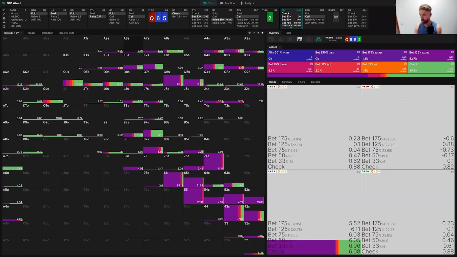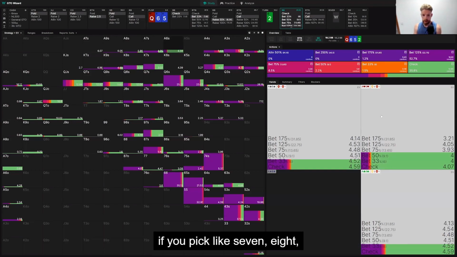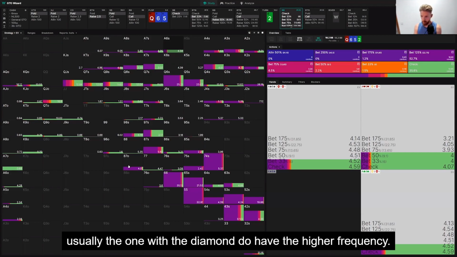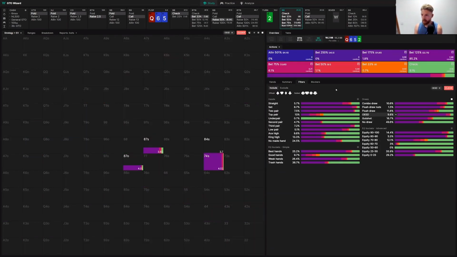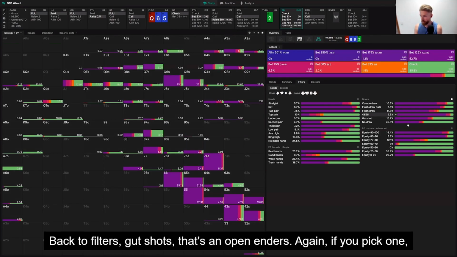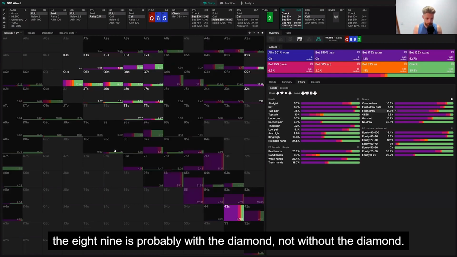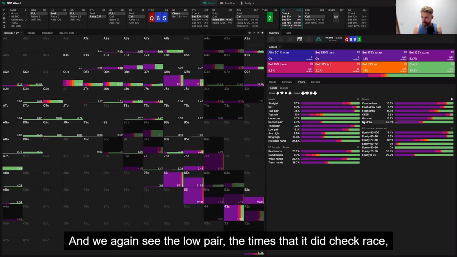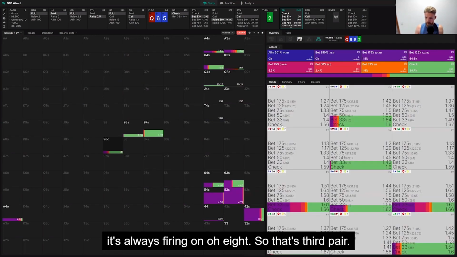If you look at the hands again, combo draws, flush draws, open and straight draws. Again, if you pick like 7-8, usually the one with the diamond will have the higher frequency. Back to filters. Gut shots, that's an open-enders. Again, if you pick one, the 8-9 is probably with the diamond, not without the diamond. And we again see the low pairs. The times that it did check raise, it's always firing. Oh, no, wait. So that's third pair in this case.